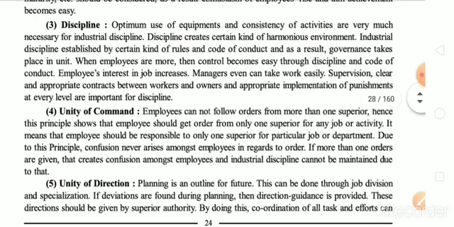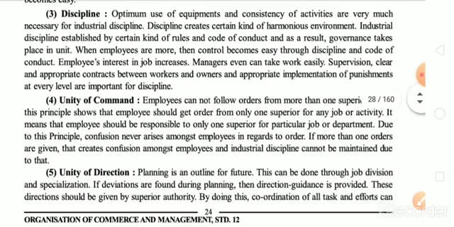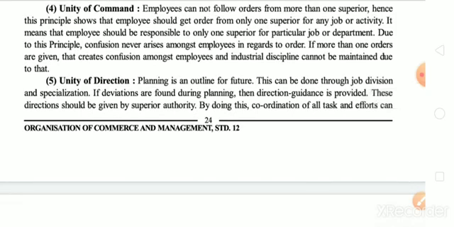Then in the fourth point, that is unity of command, we discussed that an employee cannot follow orders from more than one superior. Hence this principle shows that an employee should get orders from only one supervisor. That's why confusion cannot be created in the organization, and it results in industrial discipline, and removes confusion among employees. Then the next one is unity of direction. Same as unity of command, here there is one group of people who will be able to give direction to different employees on their concerns, problems and errors.